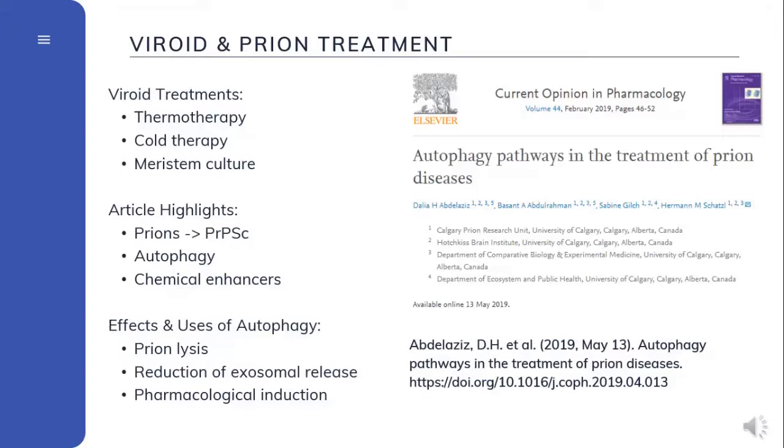Now, other than the lysis of prions that autophagy brings, other effects and uses of autophagy in treating prion-caused diseases include the reduction of exosomal release of prions, which eventually helps in the decrease of prion infections from cell to cell. Moreover, the article discusses how pharmacological induction or laboratory stimulation of autophagy can help in the control of PrPSc, and also may be used for other future therapeutic procedures that may or may not involve prions.